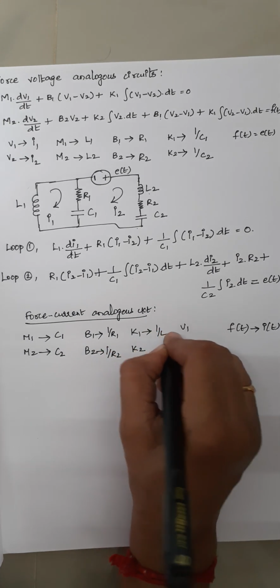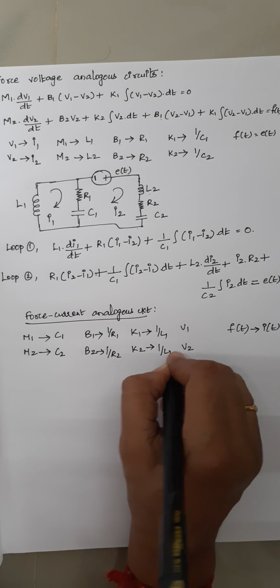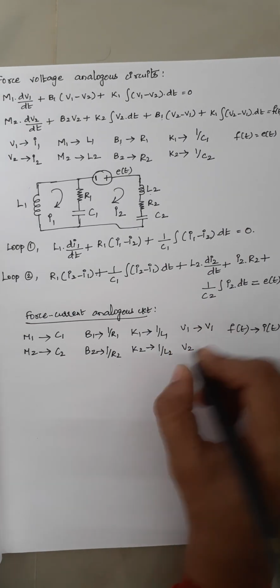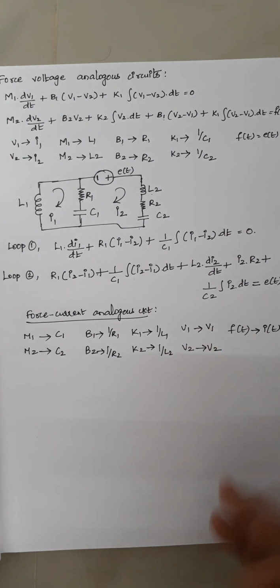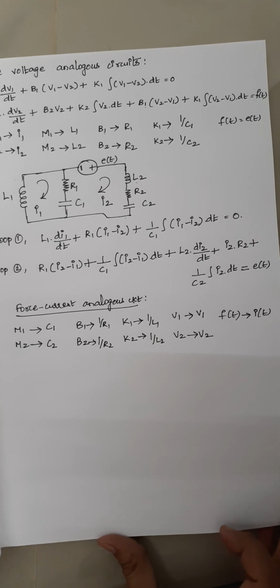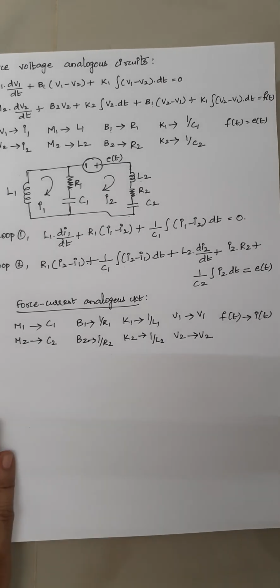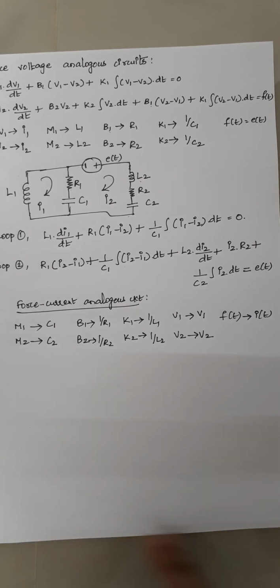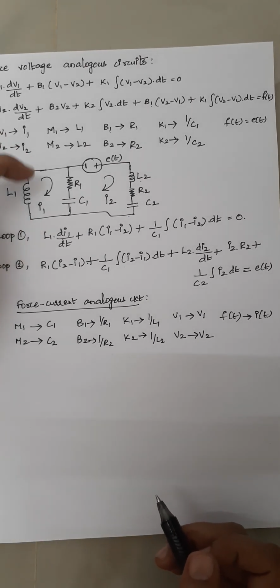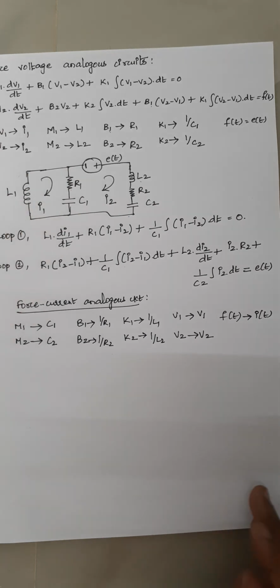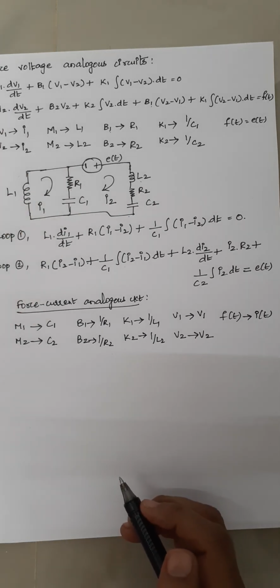For K1 it is 1 by L1, and for K2 it is 1 by L2. V1 remains as V1 and V2 remains as V2. Okay, this is the modification in the force current analogous circuit. So the first thing is, as I already said, the elements which are in parallel should be connected in series, and elements which are in series should be connected in parallel.